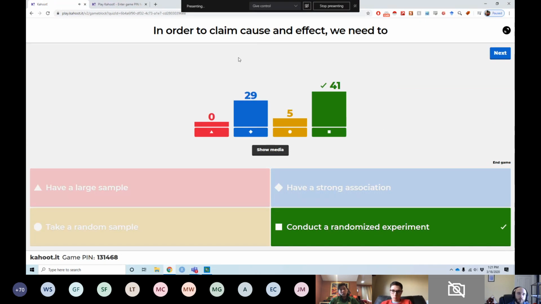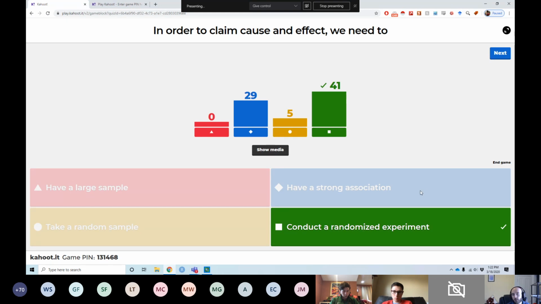So in order to claim that there's a cause and effect relationship between two variables, we need to conduct a randomized experiment. So we're not going to let the people decide what they're going to do. We're not going to let them smoke or not smoke. We're going to remove any free will from the people we're studying and then randomly assign them to certain groups. And only that way we'll eliminate those potential lurking variables or confounding variables, and that will allow us to claim cause and effect.